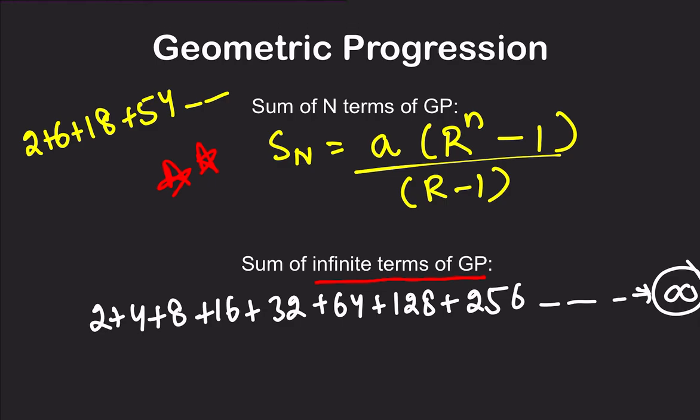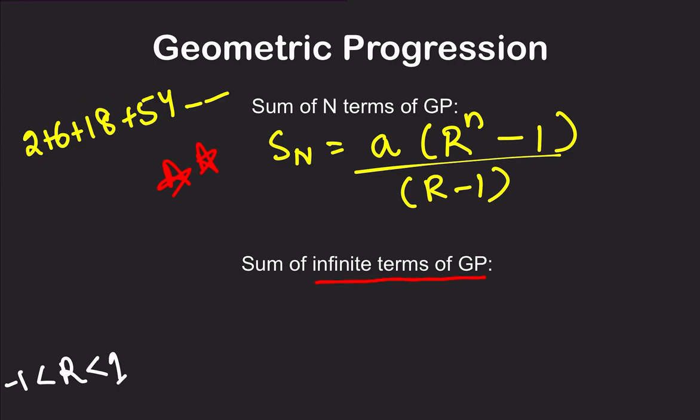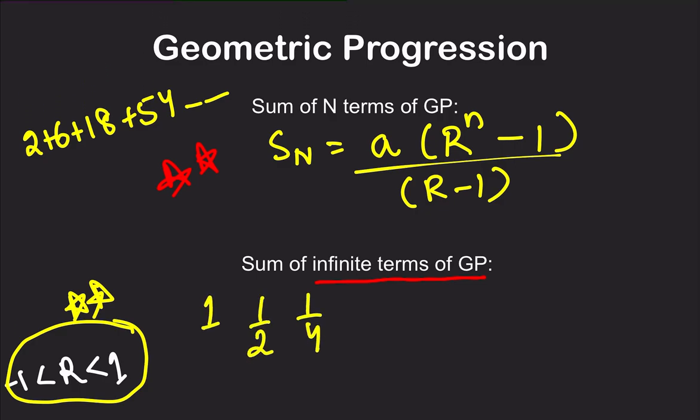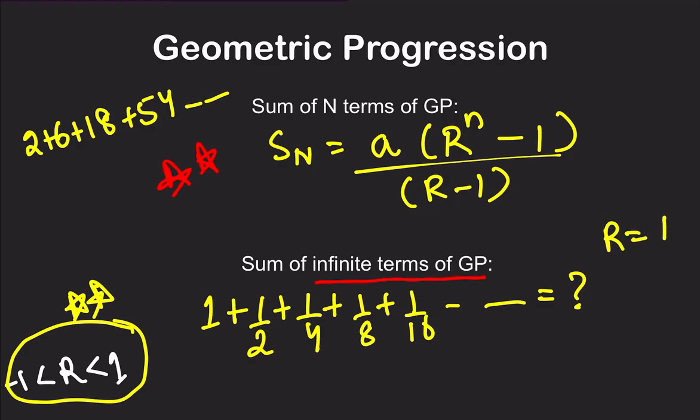The sum of infinite terms can only be calculated when the common ratio is less than 1 and greater than minus 1. How, we will see. This is what you need to note down: you can only calculate the sum of infinite terms of a geometric progression series if the common ratio is between 1 and minus 1. Now suppose the first term is 1, the second term is 1 by 2, the third term is 1 by 4, the fourth term is 1 by 8, the fifth term is 1 by 16, and so on. If you add all these numbers, you can get the sum. Why? Because the common ratio here is 1 by 2, which is in the range minus 1 to 1.